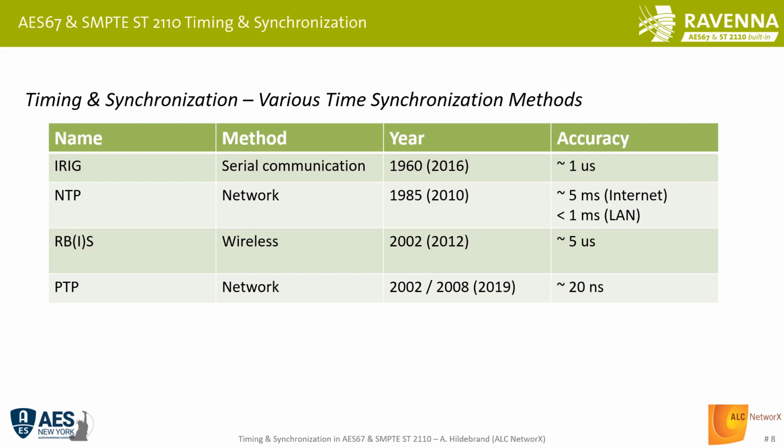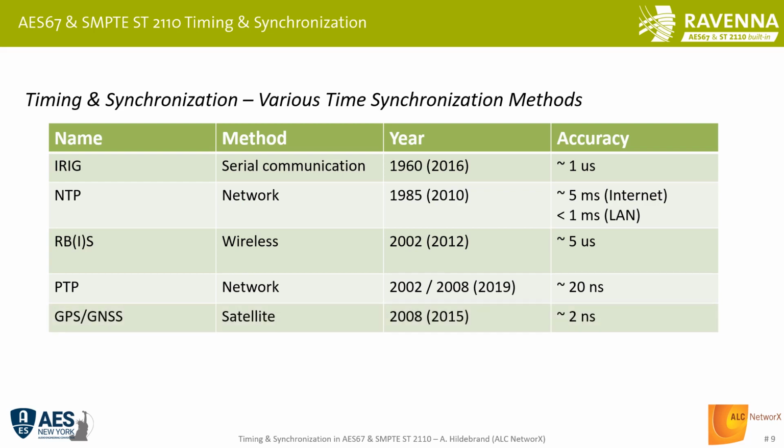Next one we're looking at is Precision Time Protocol, IEEE 1588. It was published in its first release in 2002. Then in 2008, there was a successor version, which is version 2.0. And in 2019, the IEEE published version 2.1. The accuracy you can get out of PTP, even in its original version, is approximately down to 20 nanoseconds, and even better if you look at version 2.1. Of course, always depending on certain network scenarios.